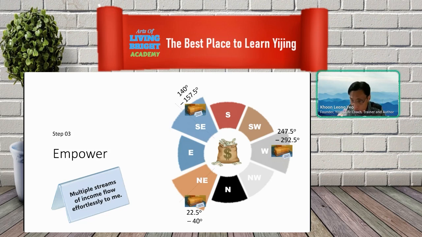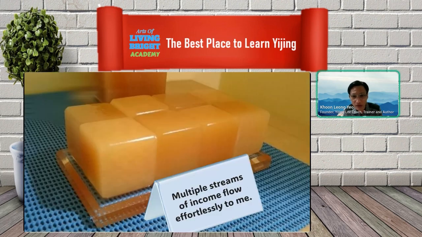So what I'm suggesting you to do is to write or select 3 powerful quotes about, for this case, inviting multiple income streams into your life. For example, what I say here: multiple streams of income flow effortlessly to me. It could be one example of the quote, and you can use it. And then you place it in front of the edge cubes for those 3 areas.